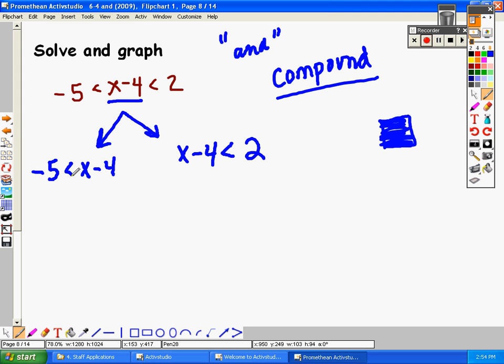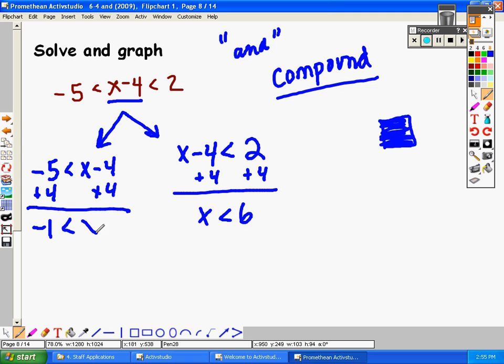So we're going to solve them separately. Plus 4, plus 4. You get x is less than 6. And over here, you're going to add 4 to both sides. And you get -1 is less than x. Remember, we talked about we always want the x on the left. So we're going to flip-flop them and then switch the sign. And now I have my answer.